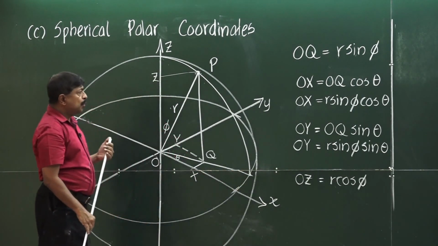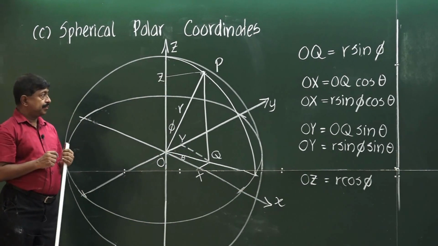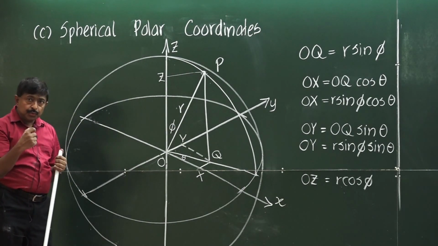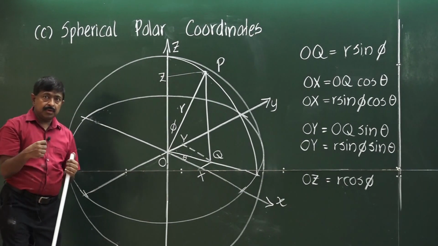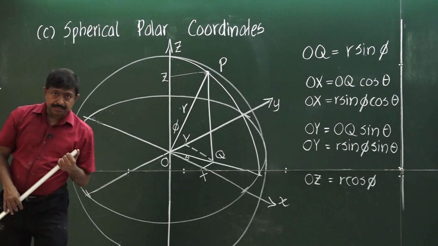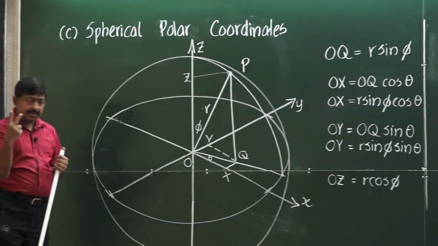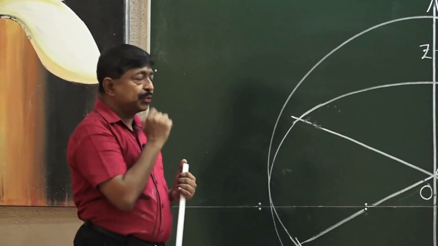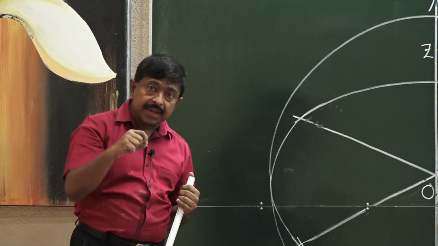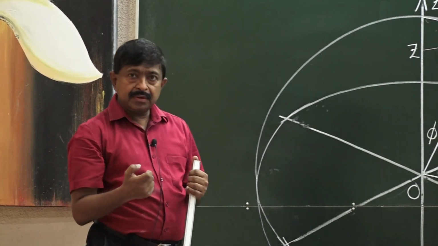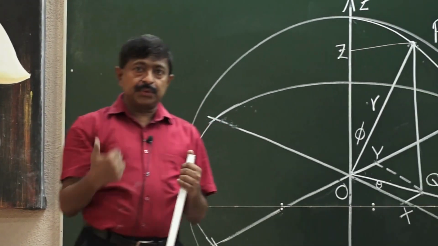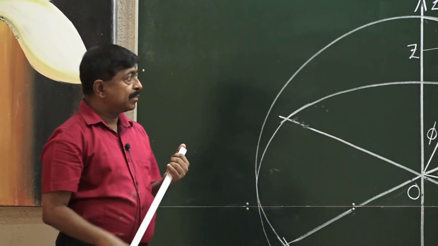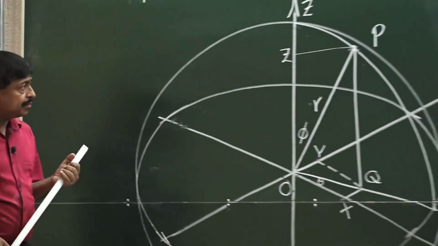Okay. Now, we need to look at two things. First is how this forms a rectangular coordinate system. Second, what is the infinitesimal volume element of this coordinate system, because we need that to evaluate integrals associated with this system, right. Okay, we will move to the next one.